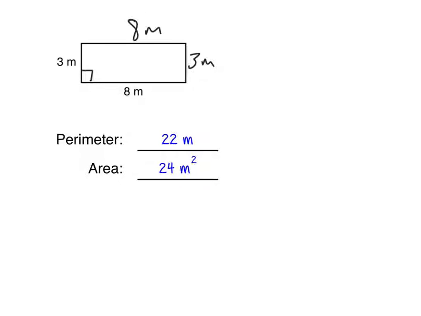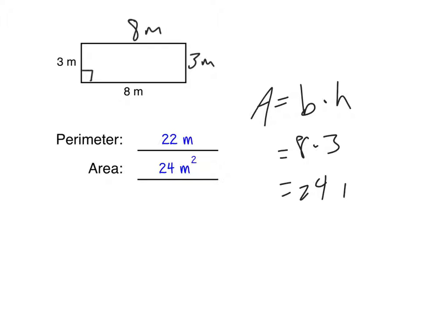The area, though, that is the length times the width. So we find area. Area is, again, base times height, we call it too. So that's 8 times 3, which in this case is 24. And again, we label it meters squared because it's technically made up of a bunch of squares. That's really where that comes from. So 24 meters squared. Labels are important.